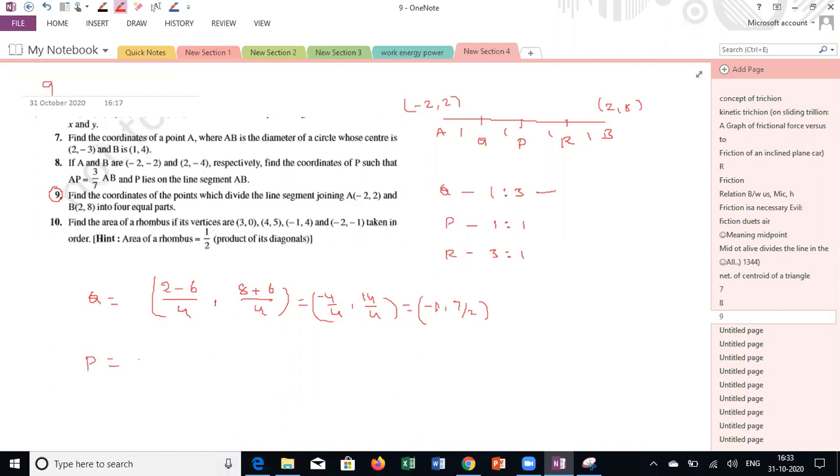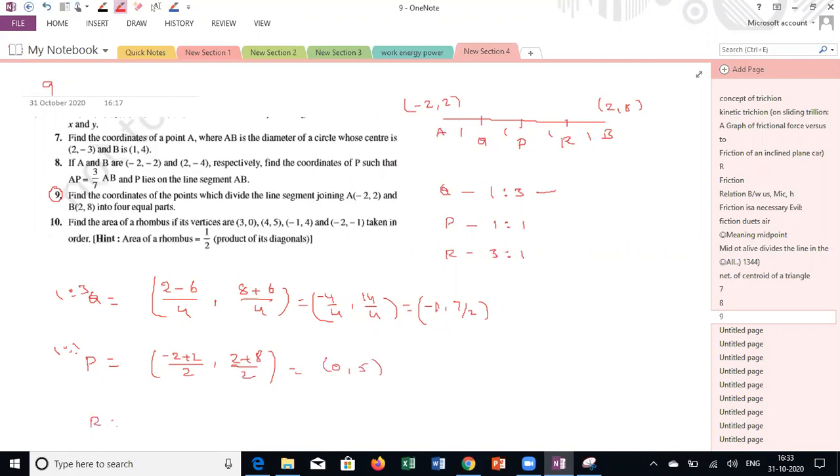P is equals -2 plus 2 by 2, because it is 1:1 ratio. This is 1:3 ratio. 2 plus 8 by 2. This is 0, 5.